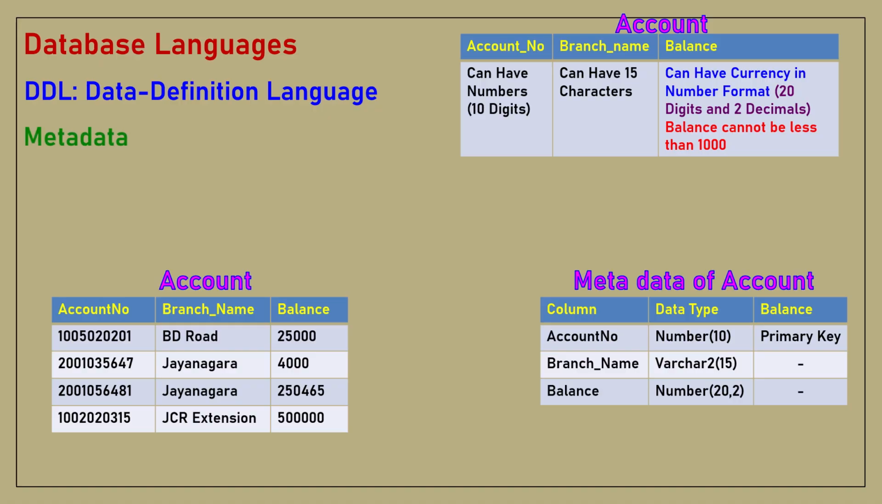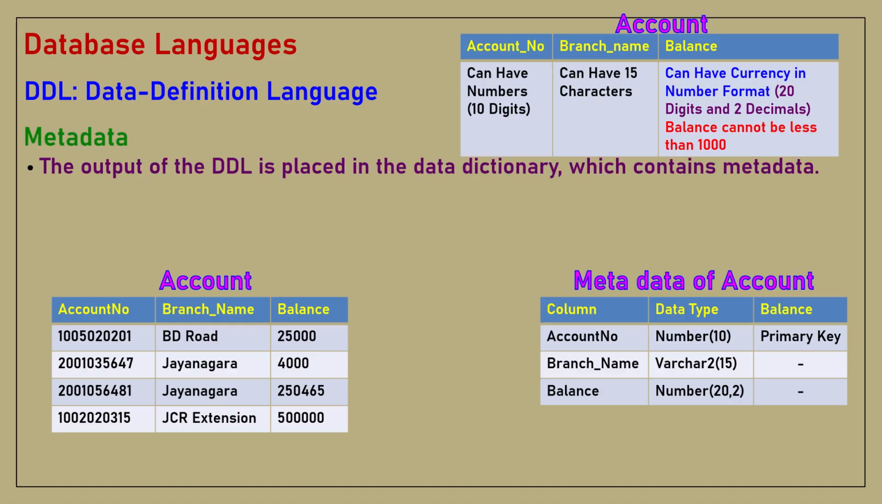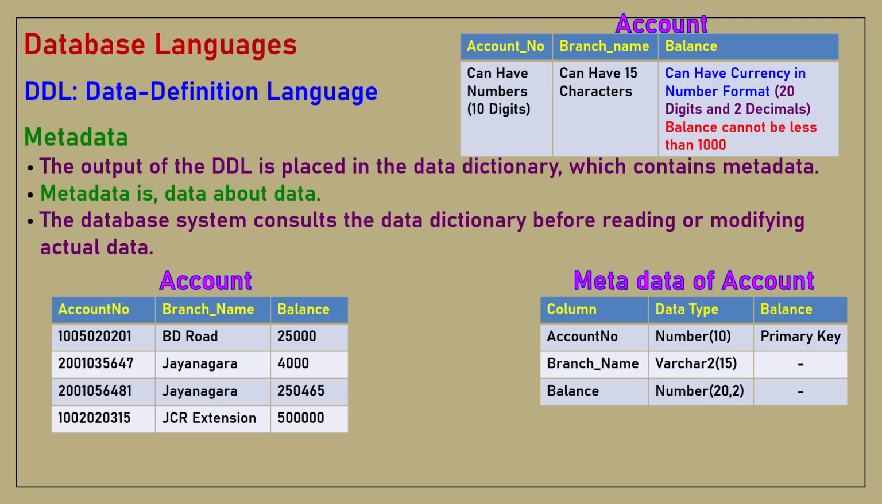Metadata. The output of the data definition language is placed in the data dictionary, which contains metadata. Metadata is data about data. The database system consults the data dictionary before reading or modifying actual data. The example shows probable data dictionary for account table, whose constraints are explained in the above table.